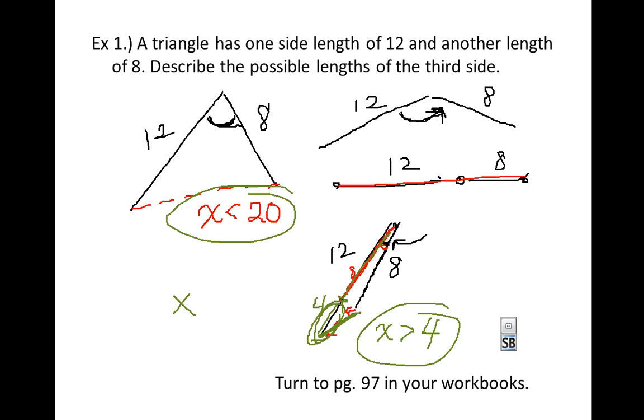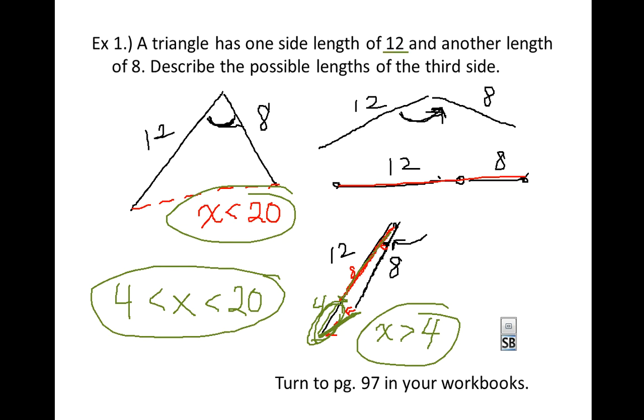I can write this as one big inequality here: x has to be greater than 4, but it has to be less than 20. In other words, I would add the 12 and the 8 to get 20, and then take the difference of 12 and 8 to get 4. And I know that all the values that lie in between 4 and 20 will work. A triangle can be formed.